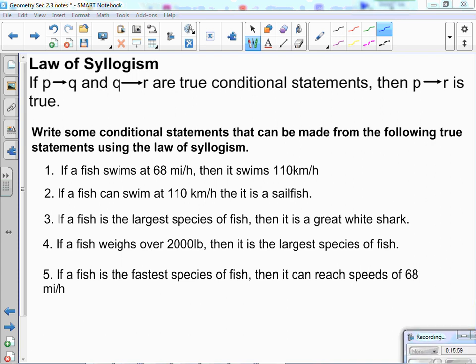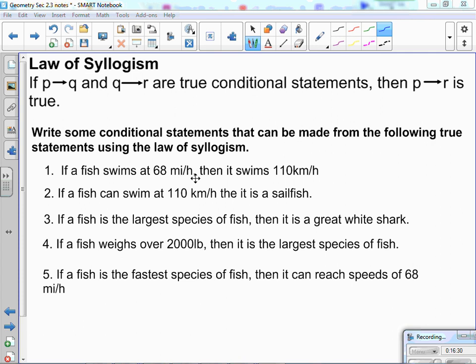Okay. So, the law of syllogism basically is comparing two different statements, where the conclusion in one statement is the same as the hypothesis in the other statement. So if those two are compared, if this happens, then the conclusion of the second statement has to be able to happen also. So write some conditional statements that can be made from the following true statements using the law of syllogism.